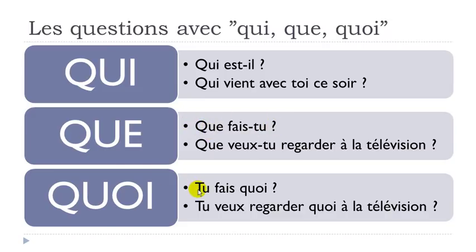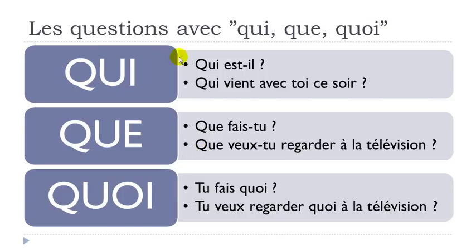But then you can see that you just keep the normal order of the sentence, subject, verb. In that case, you definitely need to raise your voice at the end. Tu fais quoi? And then I took the same example as we had here. Tu veux regarder quoi à la télévision? So let's raise the voice at the end to make it clear that it's a question. Tu veux regarder quoi à la télévision?